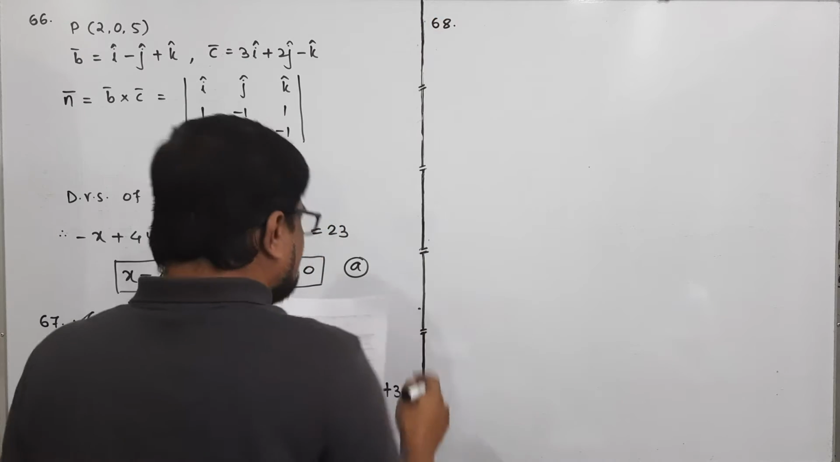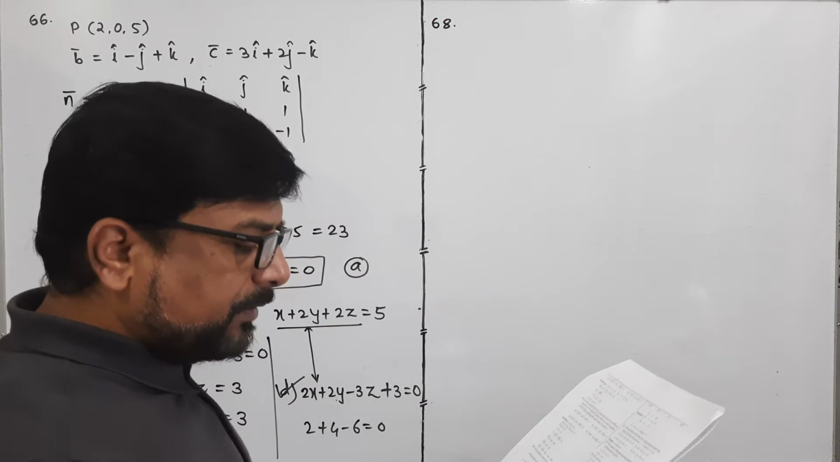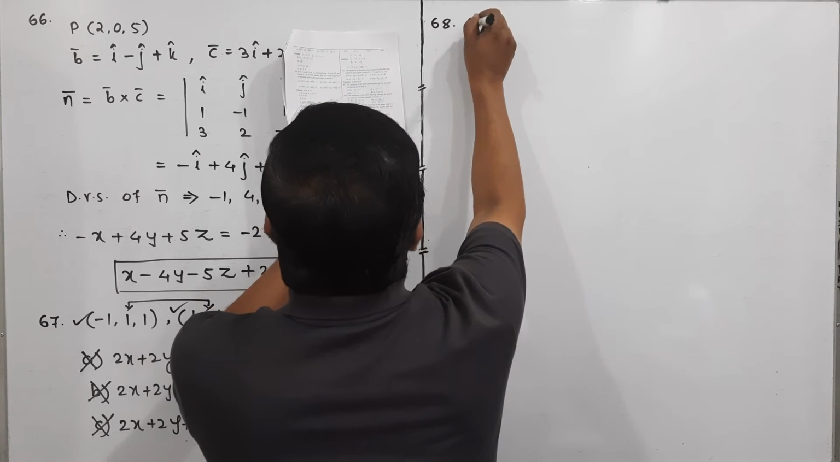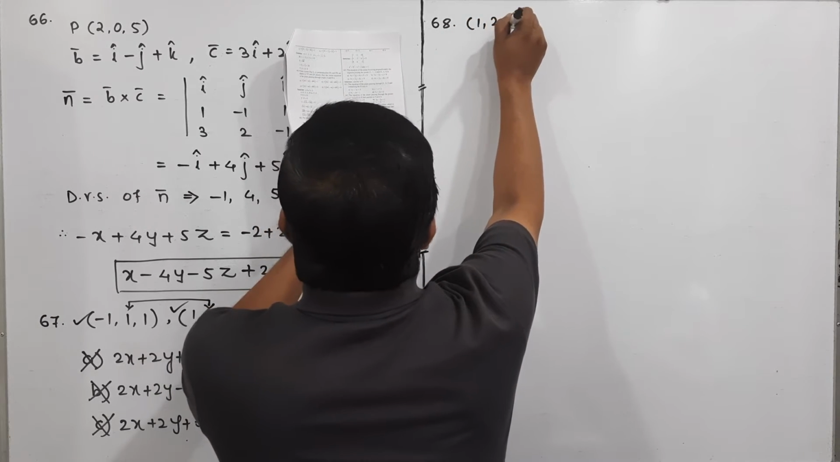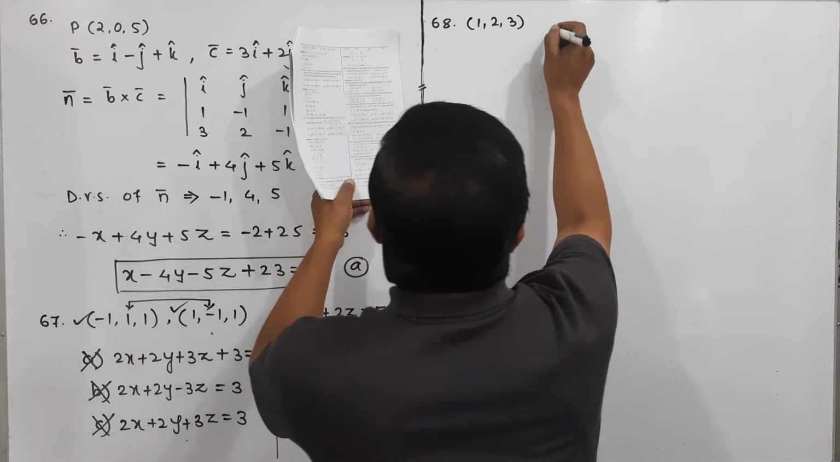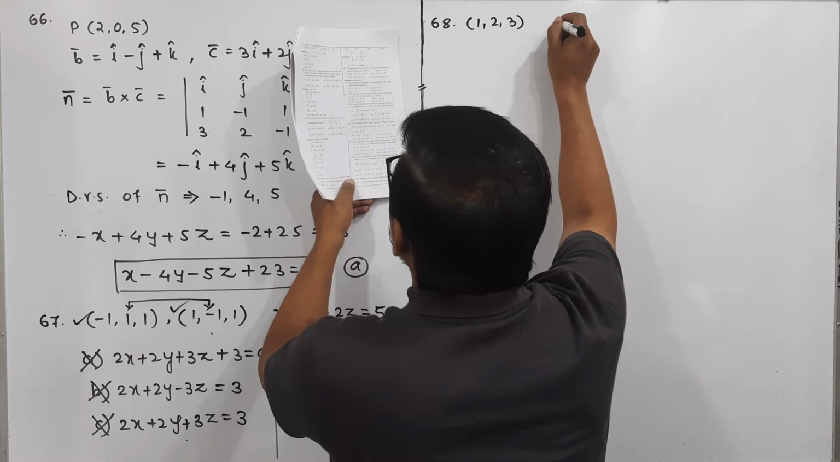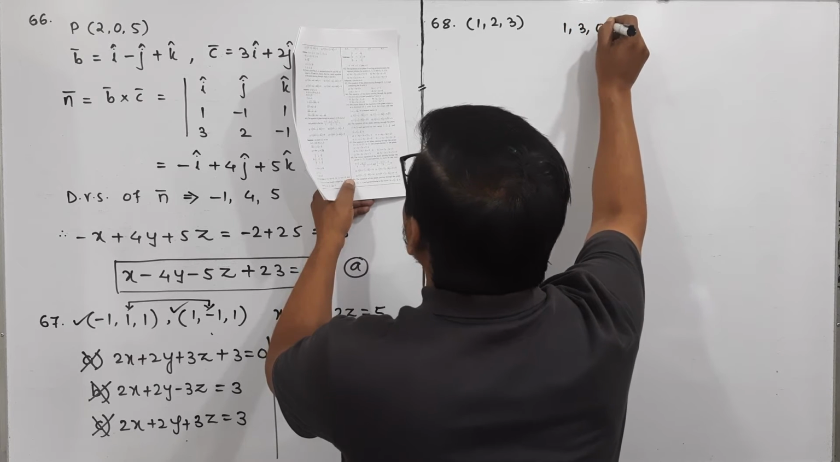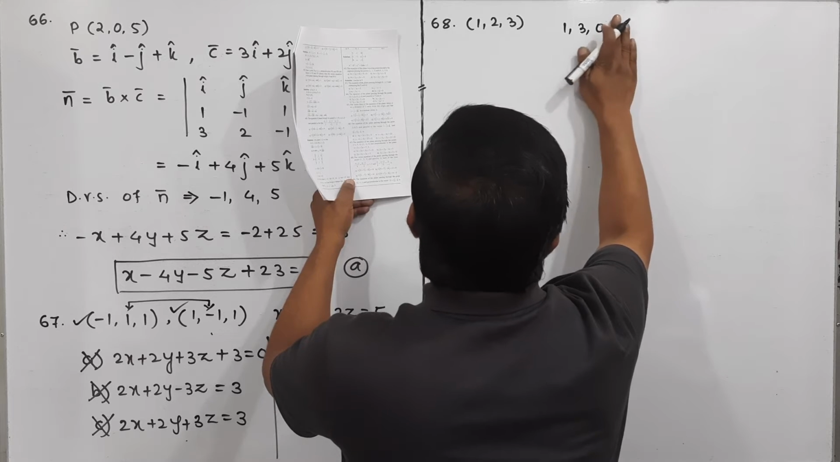Now question number 68. The vector equation of plane passing through the point 1, 2, 3 and parallel to each of the lines. First line is given whose direction ratios are 1, 3, 0. Sorry, 1, 0, 3.